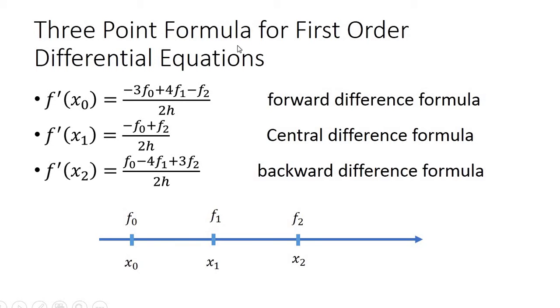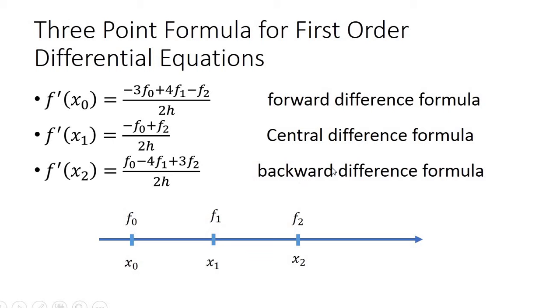The 3-point formulas for the first order derivative will be given as follows. For the forward difference method, it's minus 3 f0 plus 4 f1 minus f2, everything over 2h. Central is minus f0 plus f2, and then backward is f0 minus 4 f1 plus 3 f2.